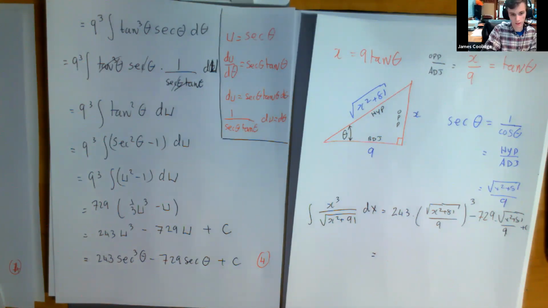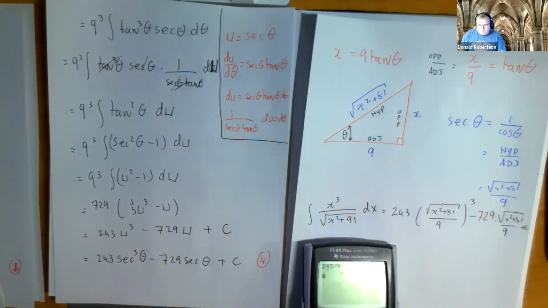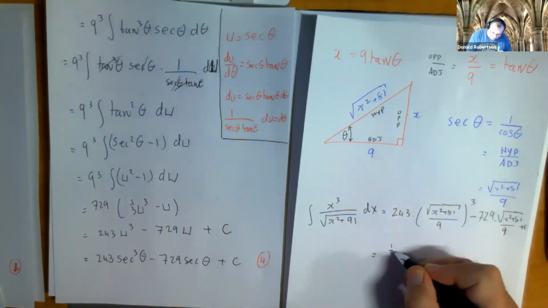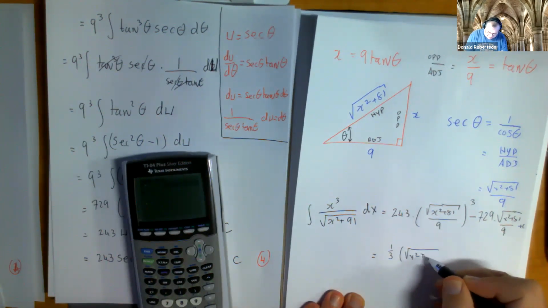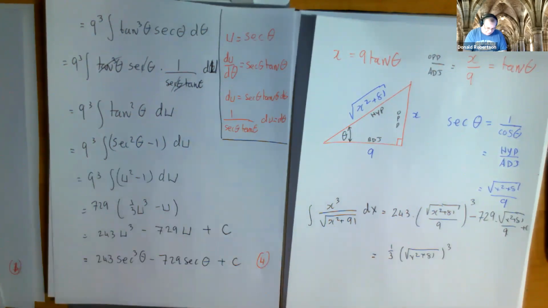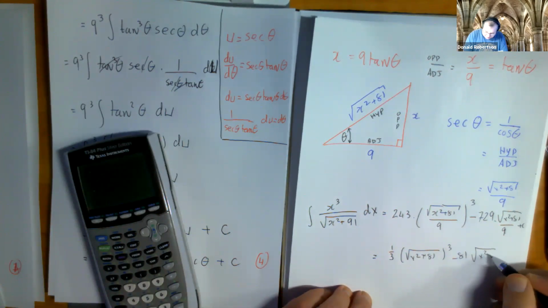You get rid of the 9s. Okay, then. Which is what I'm doing in my calculator right now. 243 divided by 9 is this guy, which actually is a third. And then you can have this guy cubed. And if you do the 729 guy, divide that by 9, you'll get 81 of this guy, plus c.